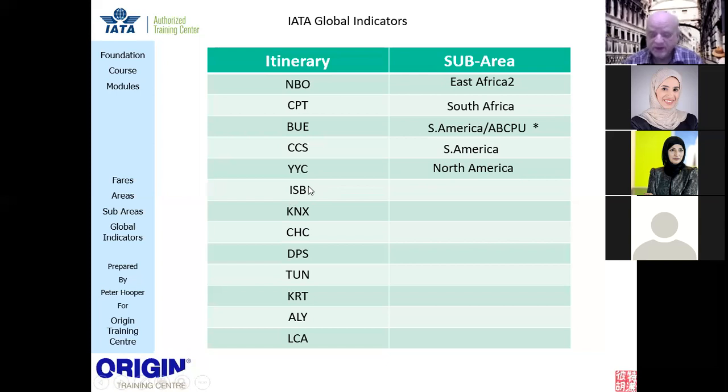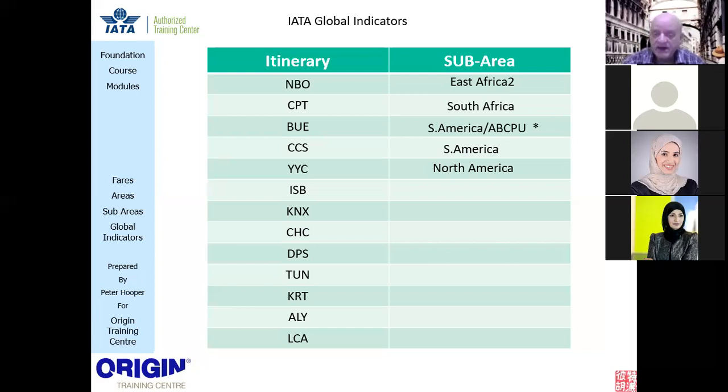Okay, now this one is a bit more complicated. Islamabad, Pakistan. We have different sub-areas in Area 3. The main ones are South Asian Subcontinent, SASC, and this is the countries all around India. Now, put in your head a map of India. What country is on the left of India? Pakistan. So Islamabad is SASC, South Asian Subcontinent.